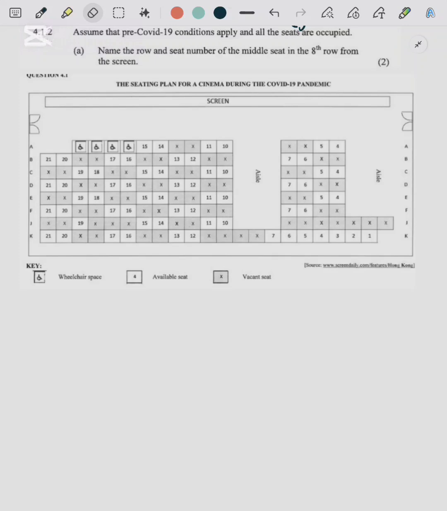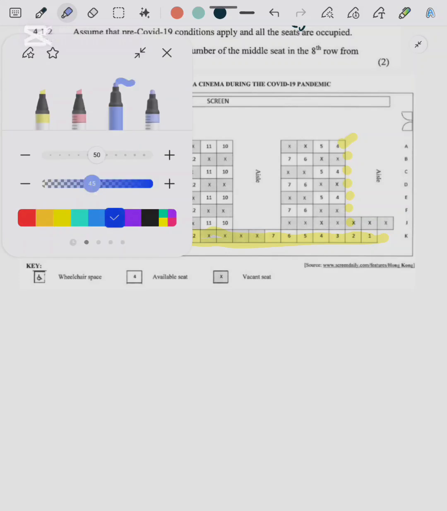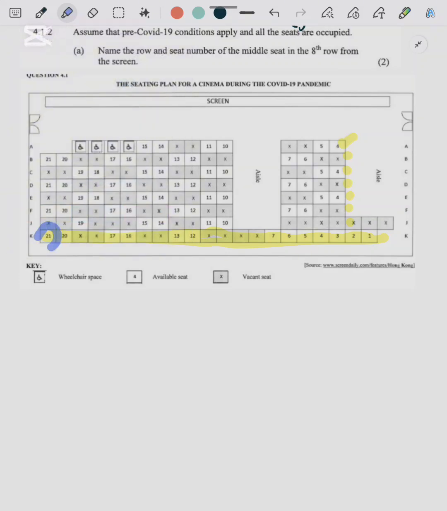Okay, 4.1.2, assume that pre-COVID-19 conditions apply and all the seats are now occupied. Name the row and seat number in the middle of the 8th row from the screen. Okay, so we just need to count back 8 rows from the screen. So row 1, 2, 3, 4, 5, 6, 7, 8. So 8th row is actually our back row, the K row. And then they want us to say in the middle. So in the middle, we can see we have 21 seats altogether.